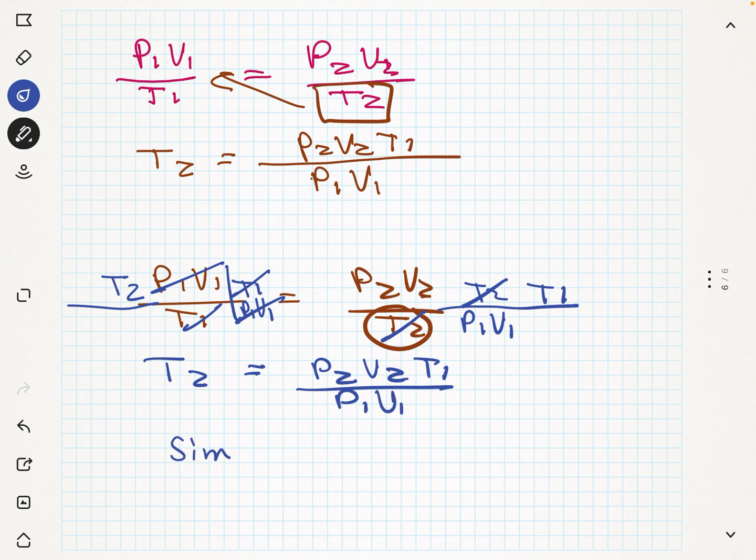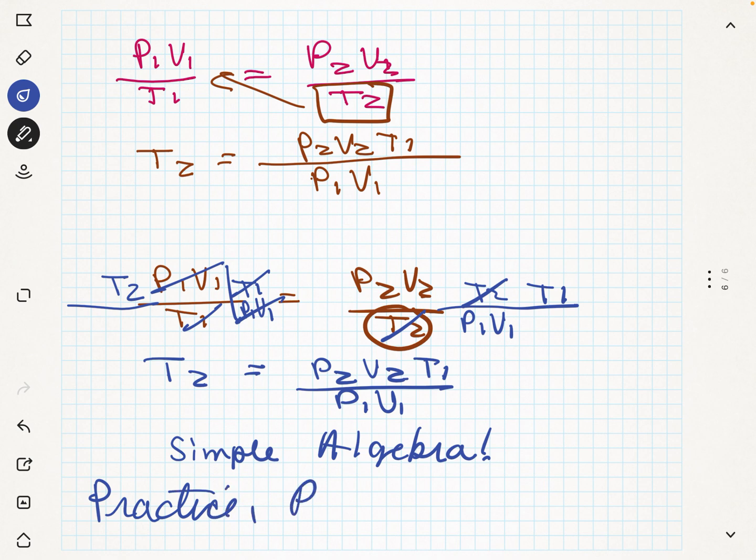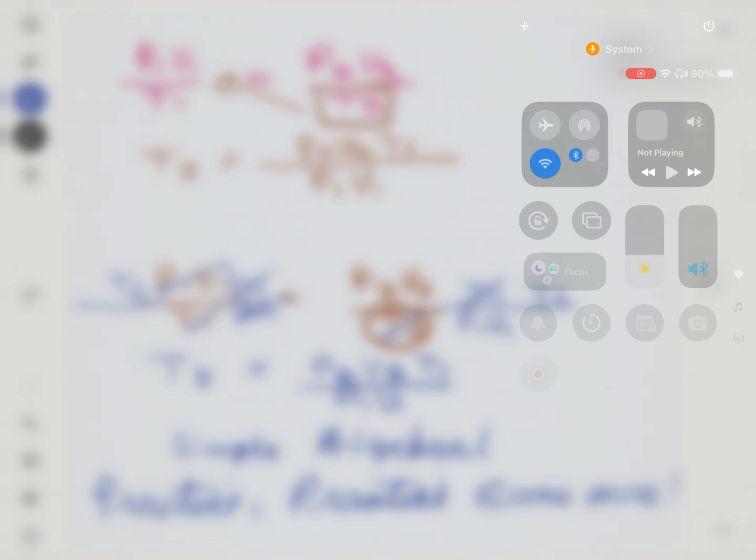Simple algebra. Just very simple algebra. Hope this helps. The best way to get good at this is to practice and then practice some more. Done.